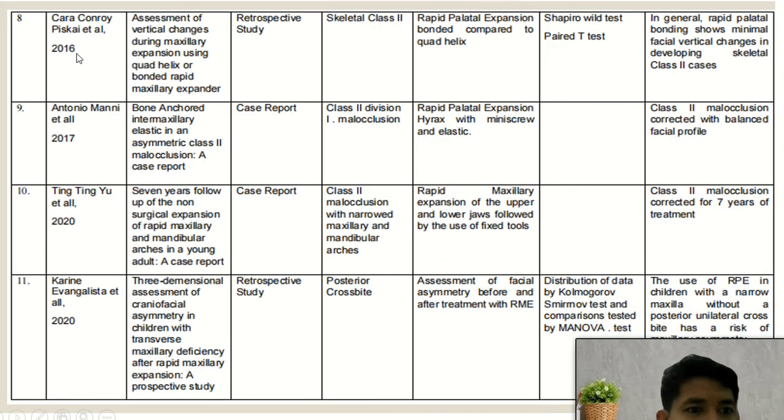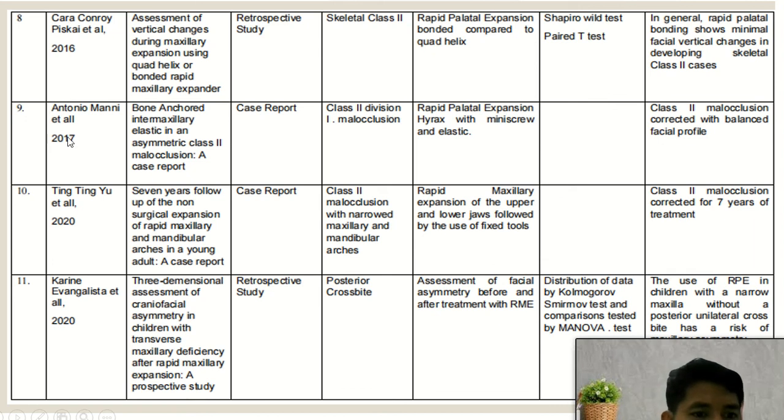8. Cara Conre Piske et al., 2016. The title: Detailed assessment of vertical change during maxillary expansion using quad helix or bone rapid maxillary expander. Skeletal class 2 and rapid palatal expansion bone compared to quad helix. Conclusion: in general, rapid palatal expansion shows minimal facial vertical change in developing skeletal class 2.